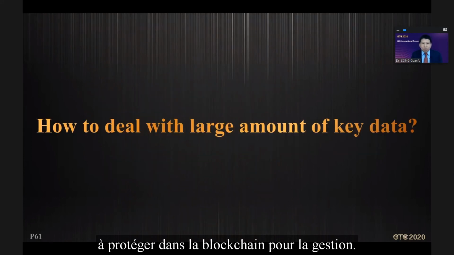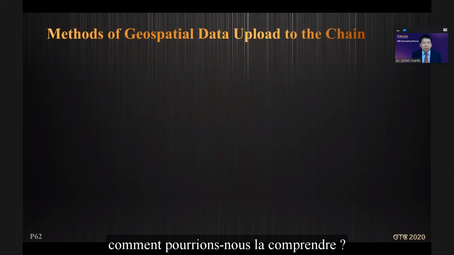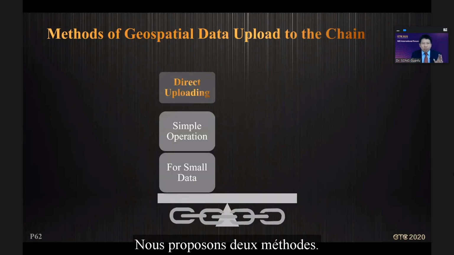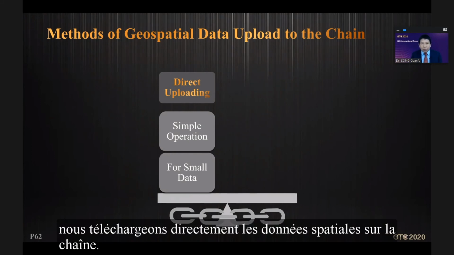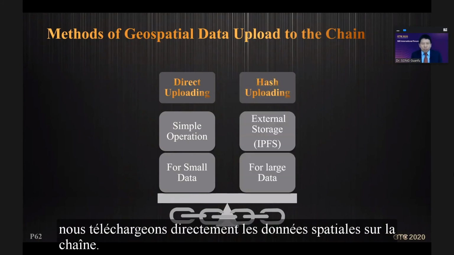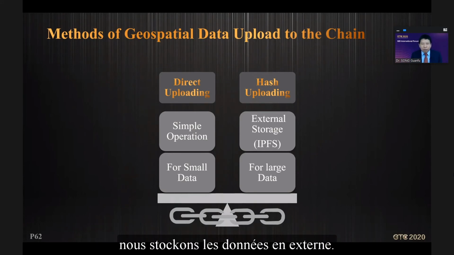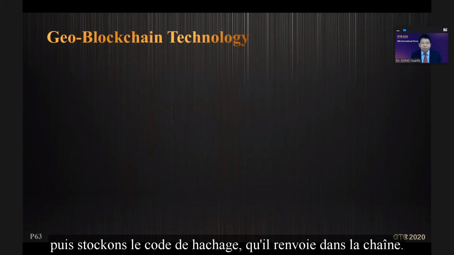If the amount of key data to be managed is very large, how could we figure it out? We provide two ways. One is directly on-chain. When the amount of data is small, we directly upload the spatial data onto the chain. When the amount of data is large, we store the data externally and then store the hash code, which is returned, onto the chain.